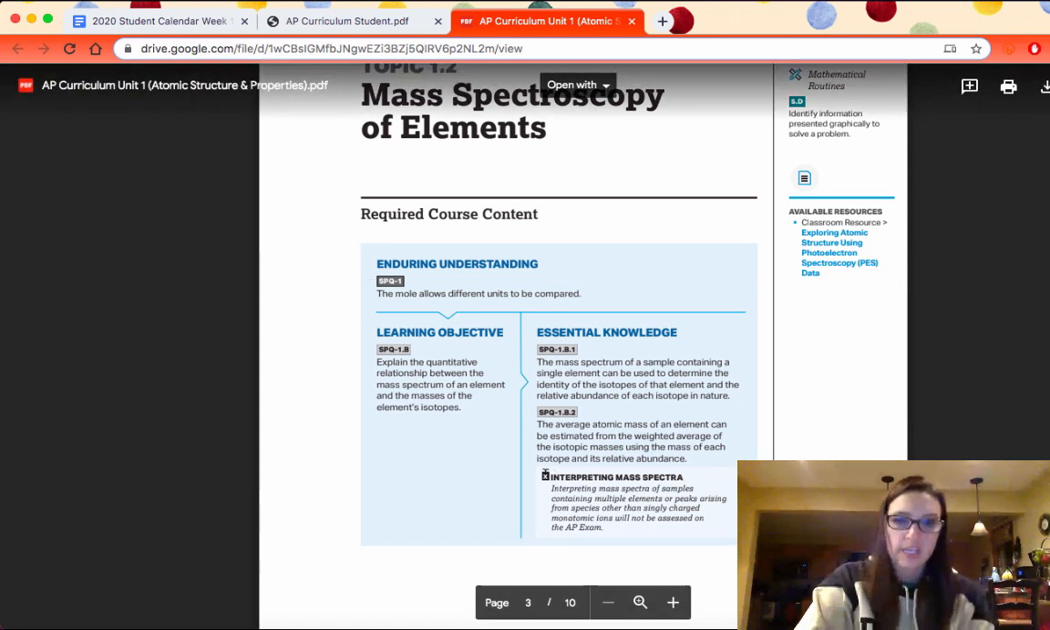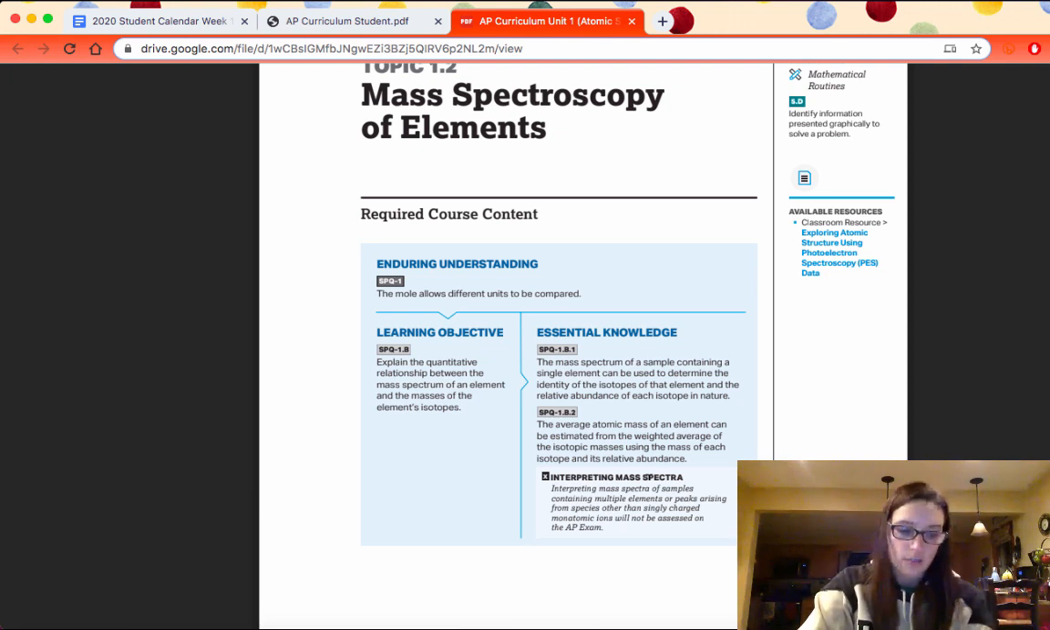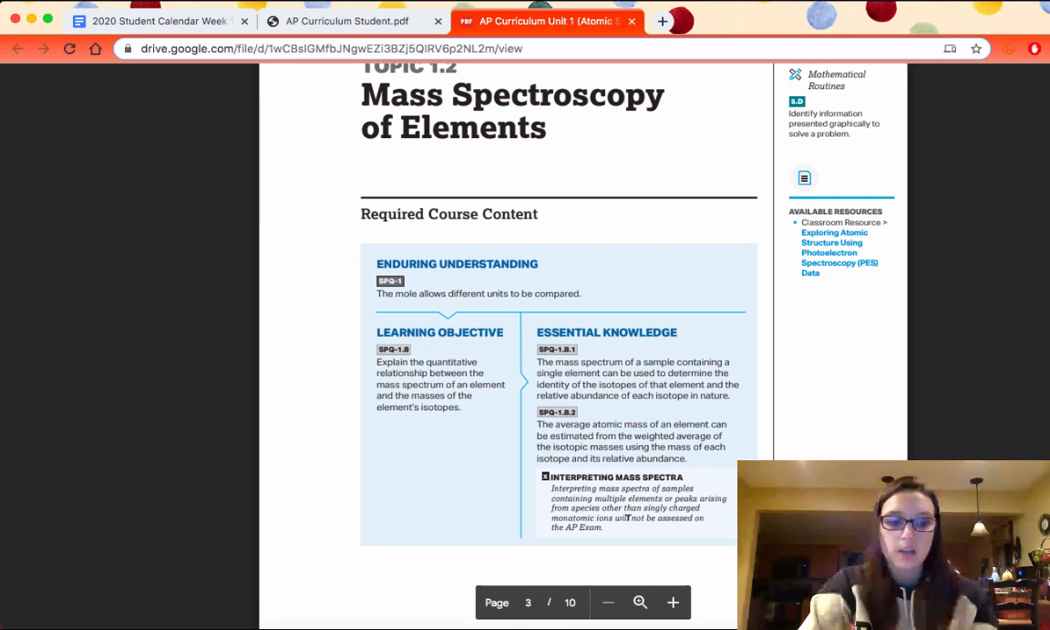Now you'll notice down here, there's an X by interpreting mass spectra. It says interpreting mass spectra of samples will not be assessed on the AP exam. This is called an exclusion statement. An exclusion statement defines content or specific details that will not be assessed on the exam. Even though I gave you questions on mass spectra and taught you how to use it to determine isotopes, it says that interpreting mass spectra containing multiple elements will not be assessed. These exclusion statements tell you specifically what they will or will not test. That's just a way to show you how College Board uses this curriculum and how you can best study over the next couple of weeks.